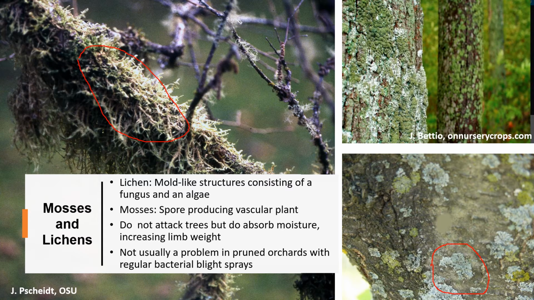So these species do not attack the tree. They are not pathogens of the trees, but they can absorb moisture and increase limb weight. So where you have a real load of these things, such as in this photo with the lichen, there is the possibility that that increased limb weight can predispose the tree to breakage, which can then create wounds, which can cause some problems. But overall in hazelnuts, they're not usually found to be a problem in orchards that have good pruning techniques and that have regular bacterial blight sprays. So something you will see on your trees, but probably not something that you're going to have to control.